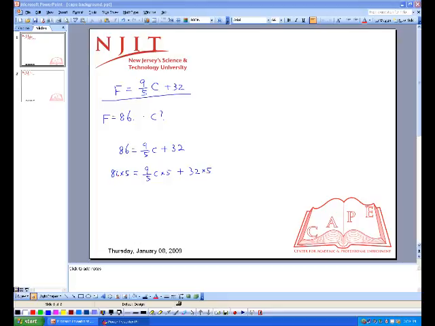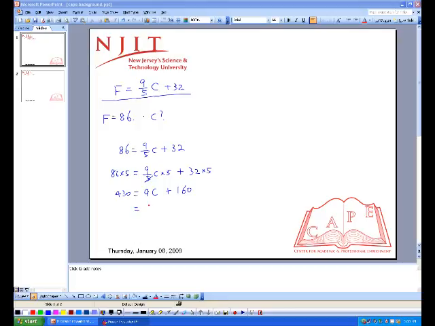86 multiplied by 5 gives us 430. This is equal to, we have a fraction with denominator 5 multiplied by 5. The denominator cancels out with the 5. So this will become 9 times C plus 32 times 5 gives us 160. Now to solve for C, we have to get rid of the 160 first. That means we subtract both sides by 160.